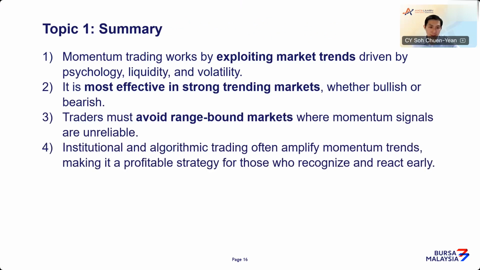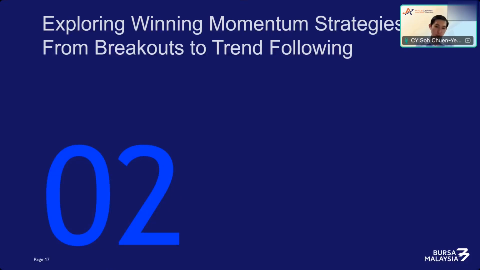To summarize, the first topic is that you need to understand momentum trading. It works by capitalizing on market trends driven by market psychology, liquidity, and volatility. Oftentimes traders focus on assets that are already moving in a clear direction, either an upward or downward trend, and they aim to ride this trend to profit from it. Momentum trading works well in strong trending markets, whether bullish, when price is rising, or bearish, when prices are falling, because momentum will continue to build in the direction of the trend. All right. And when you do momentum trading, please try to avoid range-bound markets because it is the least effective.